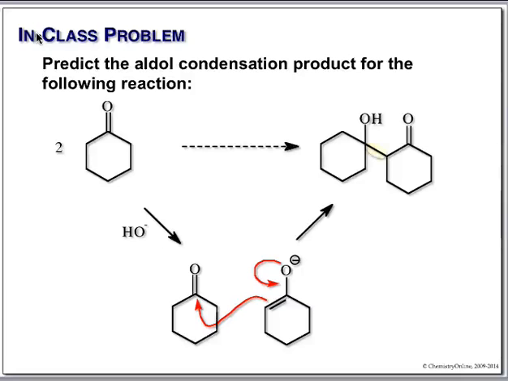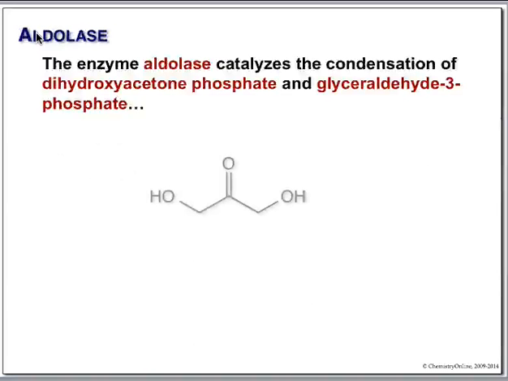Now remember how I said that an aldol condensation was a very important reaction in organic chemistry, and I used the B word, I said biochemistry, right? Ever heard of the enzyme aldolase? Aldolase is one of the key enzymes in glycolysis. Glycolysis is what makes everything run, including your brain. Aldolase will take dihydroxyacetone phosphate and glyceraldehyde phosphate and perform an aldol condensation.